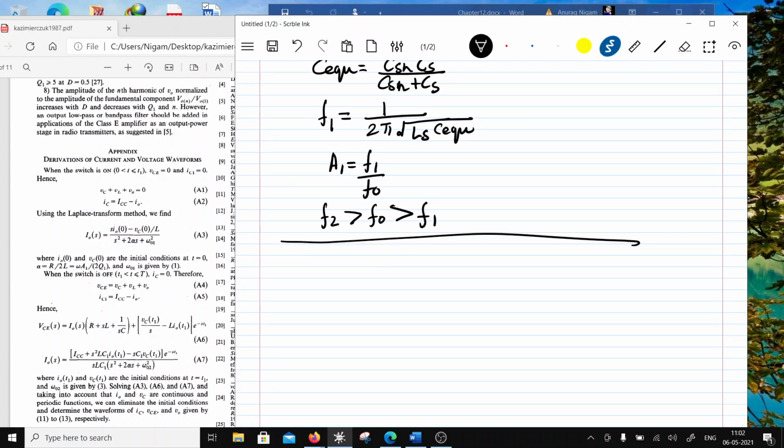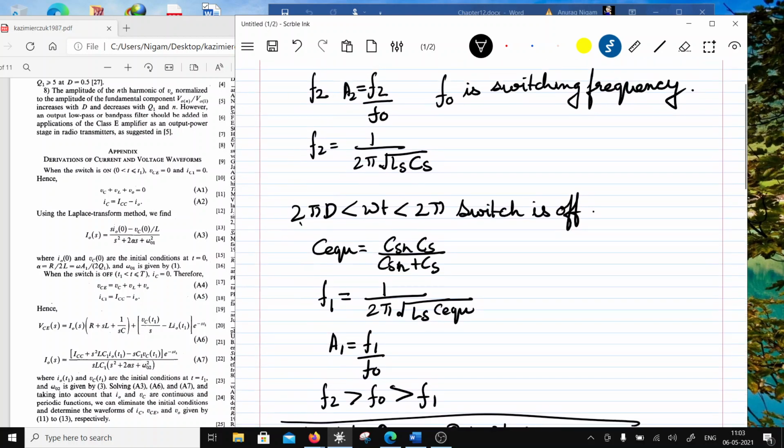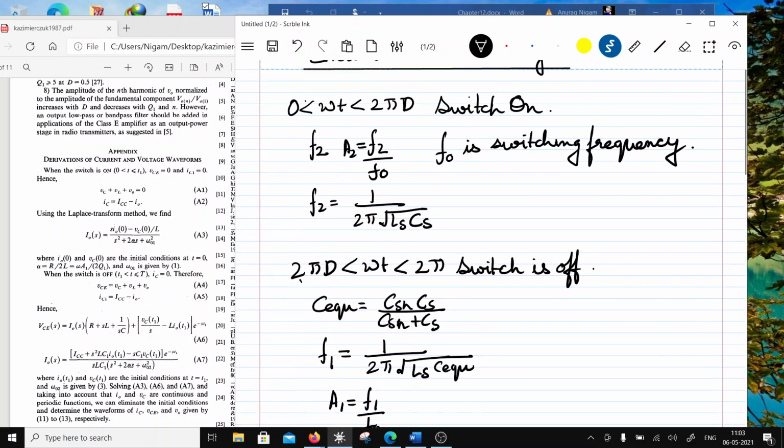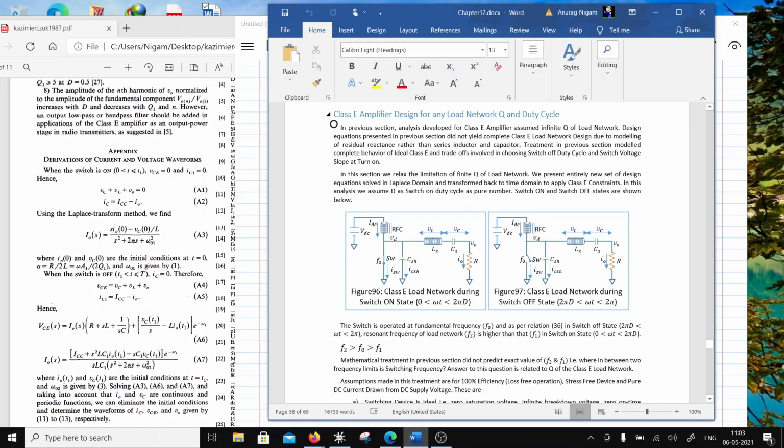So under the switch-on condition, which is between 0 and 2π in ωt, at this point we have VC plus VL plus VO equal to 0, correct? And then we are going to have IC or ISW, I would say. The current is flowing, so all the current is flowing through the switch ISW, and nothing is flowing through the capacitor CSH. So ICSH equal to 0, correct?